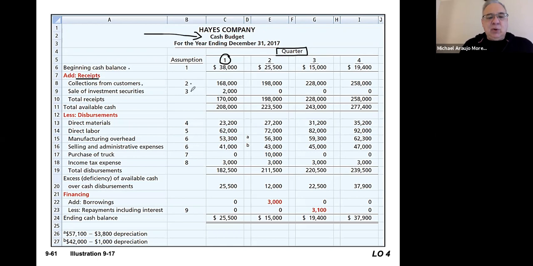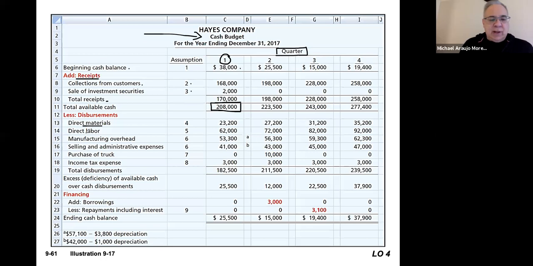Plus, remember, they sold those $2,000 worth of securities that they're going to be collecting as well. So they'll get this $2,000 extra in the first quarter only. So that means they are going to have $170,000 of new cash coming in addition to the $38,000 they started with. So that means they have $208,000 of cash available in the first quarter. Well, how much do they need? Is all these disbursements.